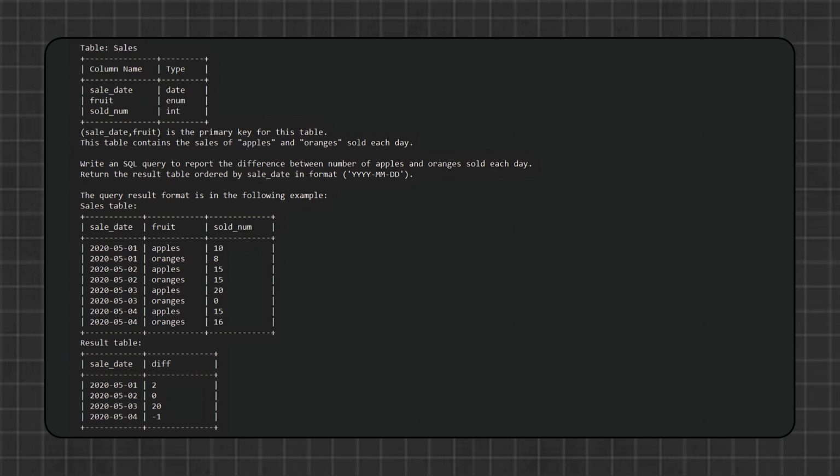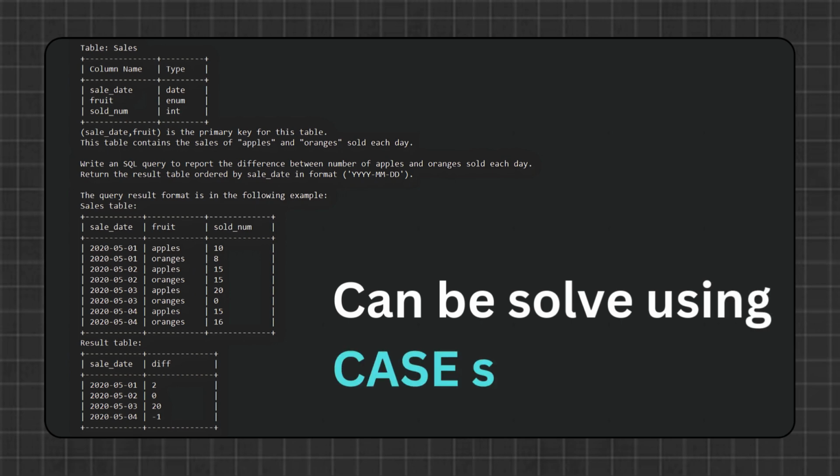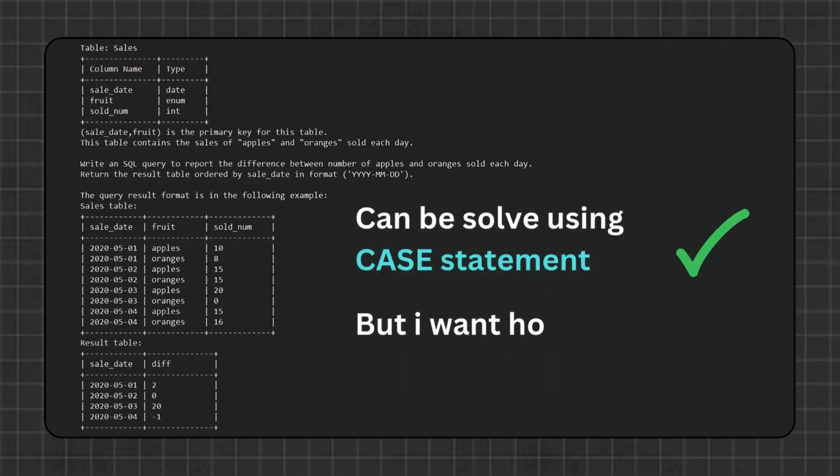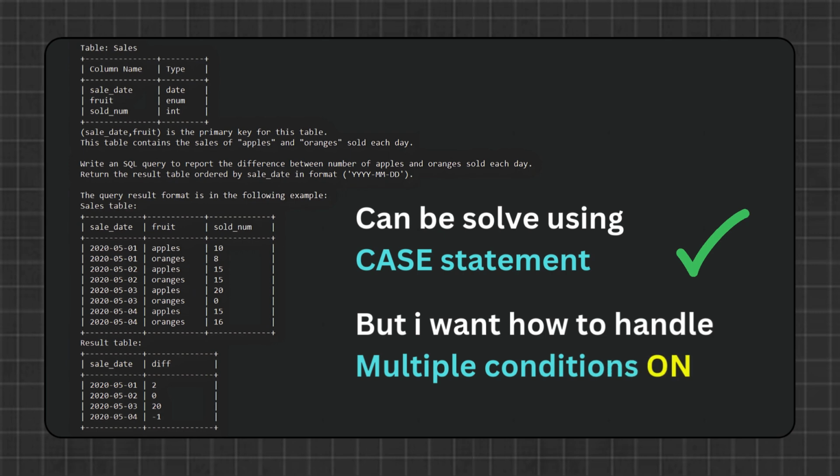I know some of you might be thinking, what is the problem in that? It can be easily solved using CASE. But as I told you, my aim is not just to find a solution, rather I want to explain how to apply multiple conditions in the ON clause while joining two tables. That's why I picked this problem. So let us jump to the solution window.